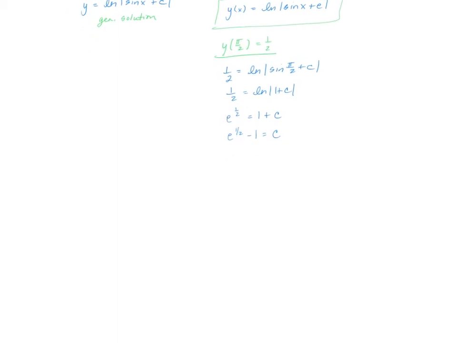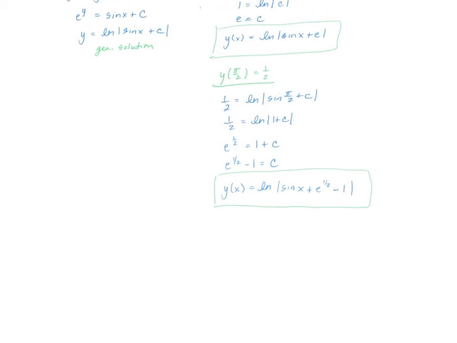So the solution for this particular initial value would be y of x, if you want to put the variable in there, but you don't have to, equal to the natural log of sine of x plus e to the 1/2 minus 1. Just a heads up, sometimes my math lab forgets the absolute values. So sometimes you do need the absolute values and sometimes you don't.